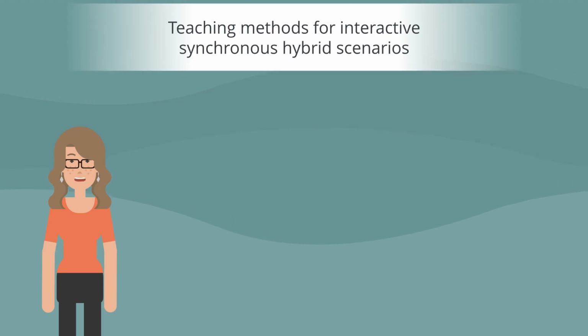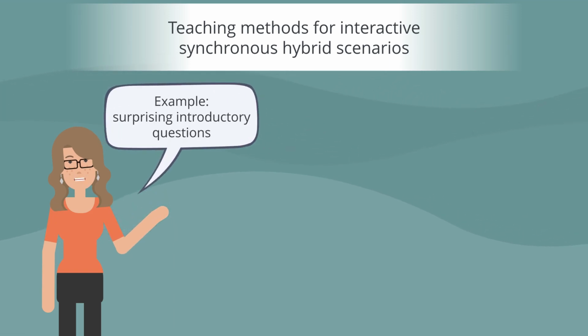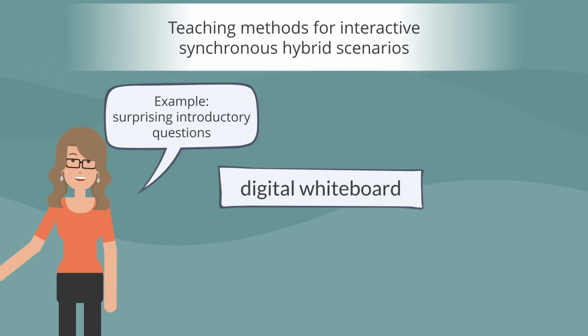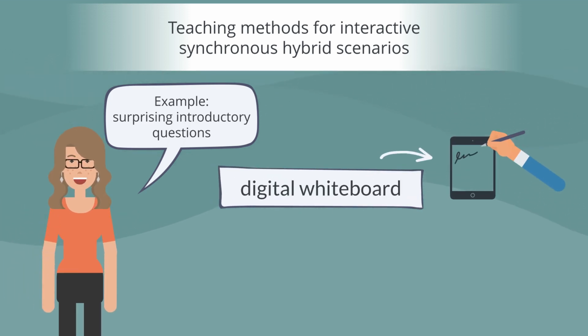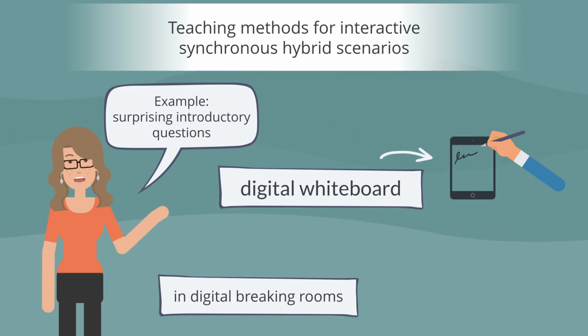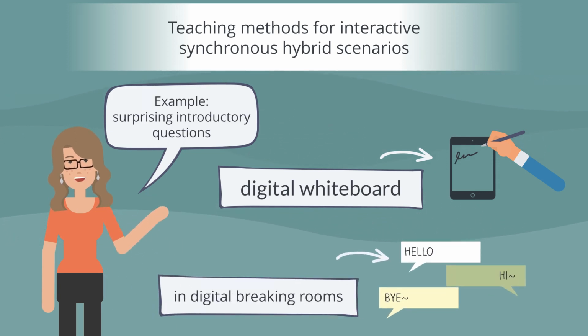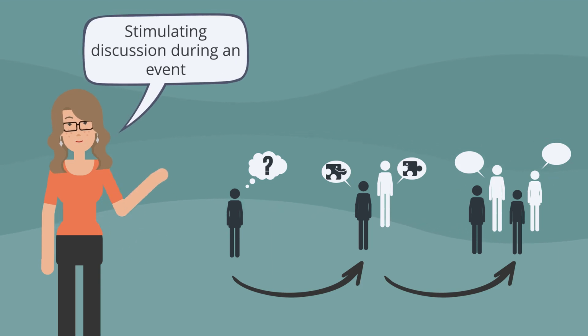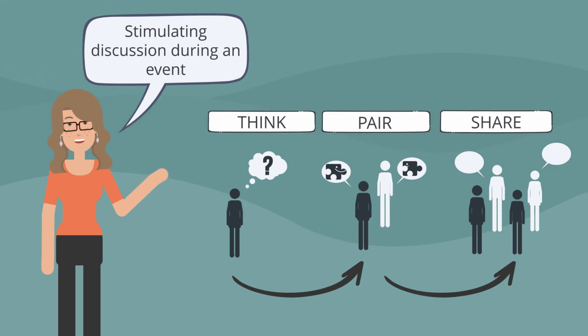Teaching methods that can be implemented well in interactive synchronous hybrid teaching and learning settings are, for example, surprising introductory questions. Invite your students to interact with each other using digital tools. This can be achieved by the use of a digital whiteboard or verbally in breakout rooms via the video conferencing tool. To stimulate discussion during the course, the Think, Pair, Share method could be used.